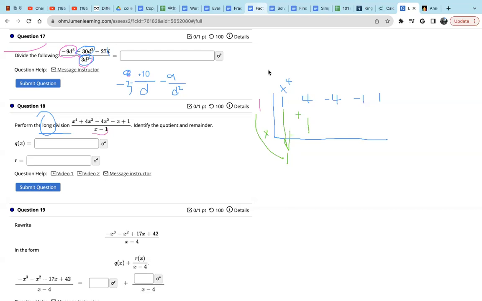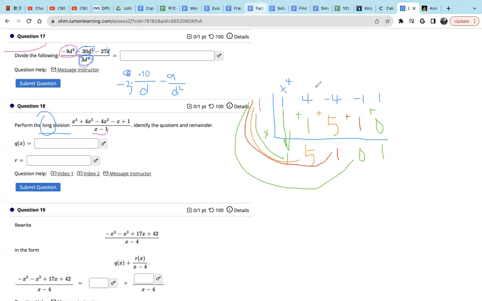Let me change my color. I add these two, I get 5. Then I do 5 times 1. I get 5. So where do I put 5? I put 5 here. Then I add those two. Adding those two, I get a positive 1. Then I multiply 1 with 1 again. 1 times 1 is 1. I put 1 over here. I add those two. I get 0. 0 times 1 is 0. I add these two. 1 plus 0 is just 1.